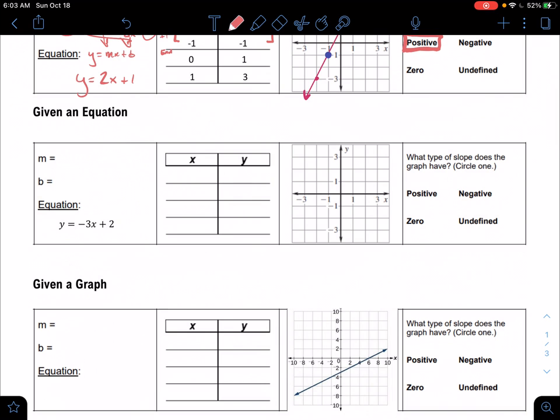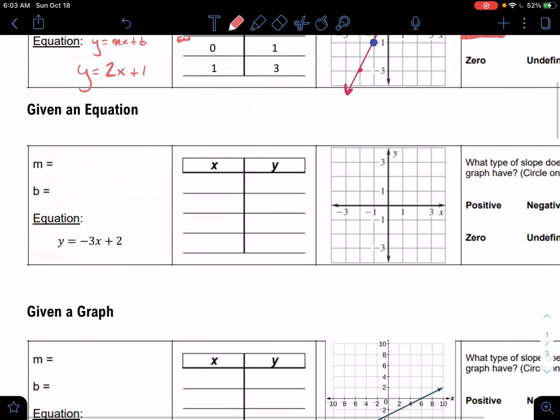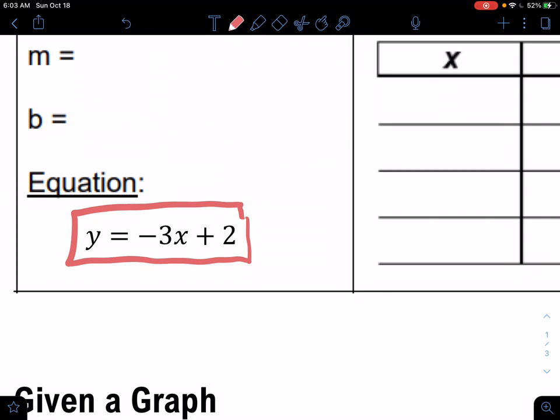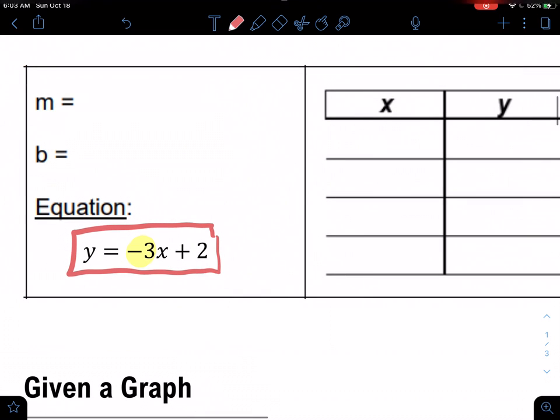Okay, looking at our next one. So this one is if you are given information from an equation. So here's the equation we've been given. Of course, at this point, we should realize that this -3 is our slope, so we can write -3 right up here. And if we are adding a 2 at the end, we know that that is our b value.